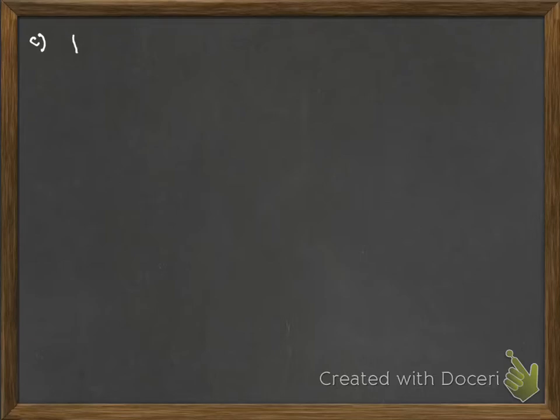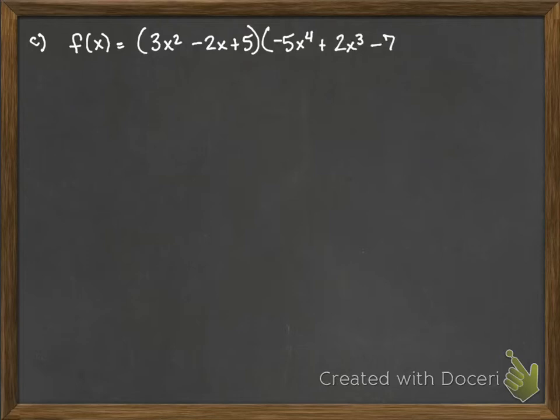So here we have f of x equals this long thing of stuff. So 3x squared minus 2x plus 5 times negative 5x to the 4th plus 2x to the 3rd minus 7x squared plus x plus 2. Okay, so here we go. All of this right here is my 1.